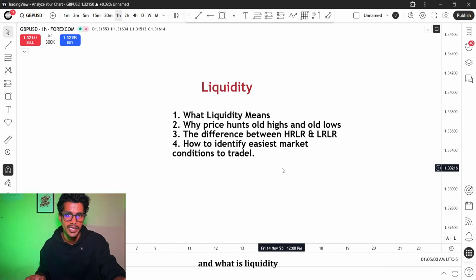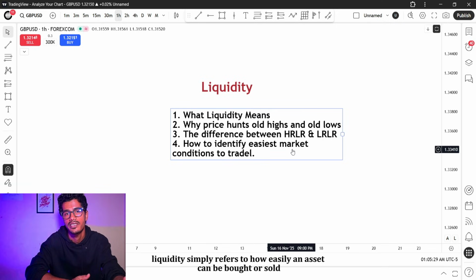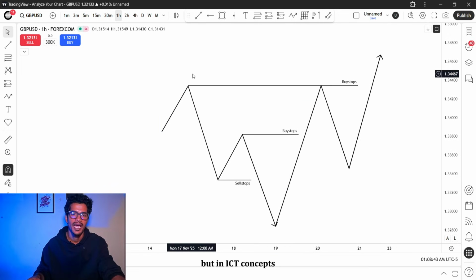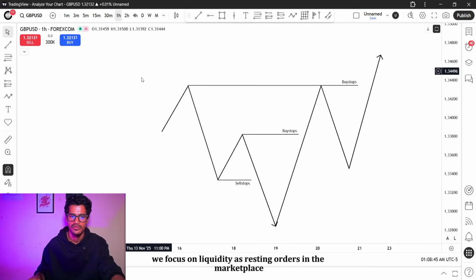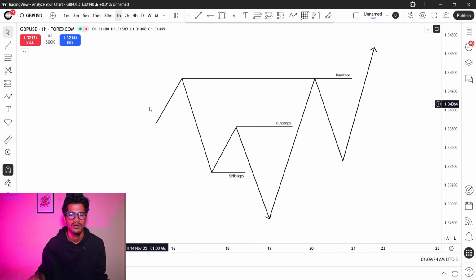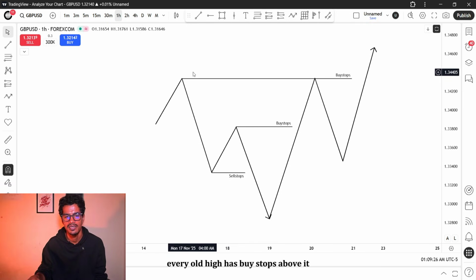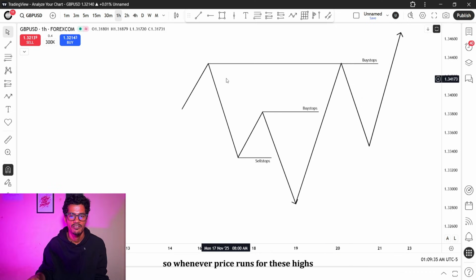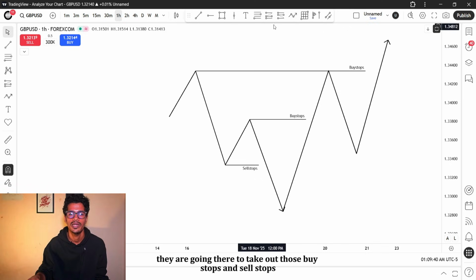And what is liquidity? Liquidity simply refers to how easily an asset can be bought or sold without causing a huge price change, you could say. But in ICT concepts, we focus on liquidity as resting orders in the marketplace, like buy stops above old highs and sell stops below old lows. Every old high has buy stops above it, and every low has sell stops below it. So whenever price runs for these highs, they are going there to take out those buy stops and sell stops.